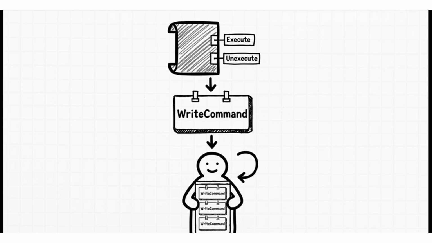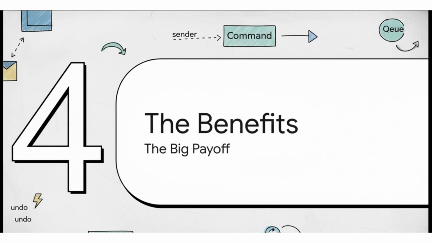So, under the hood, this is all powered by a common contract, an interface. All of our command objects agree to have an execute method and an unexecute method. The invoker's job is to simply keep a history of these commands. So to undo, it just grabs the last command from its stack and tells it to unexecute itself. It's really that simple. So we've added a few new pieces to our architecture. You might be asking, what was it all for? Well, let's look at the big payoff and recap all the awesome benefits we just got.